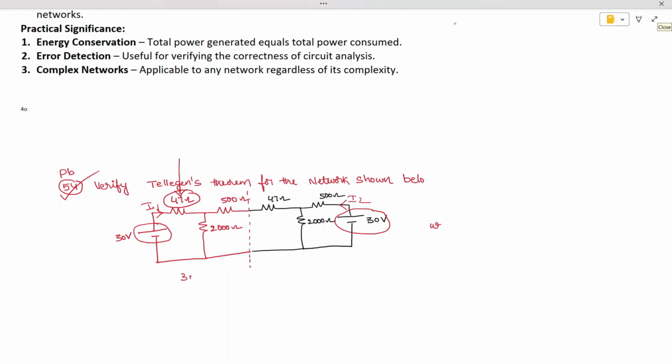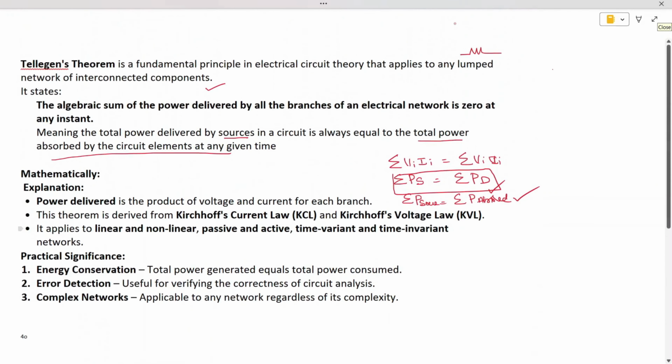The sum of 30 volts into I1 plus 30 volts into I2 should be equal to the power consumed by the 47 ohm, the 2000 ohm, the 547 ohm, the 2000 ohm, and the 500 ohm resistors. So the power generated by the sources is equal to the power consumed by the loads. This validation is called Tellegen's theorem.